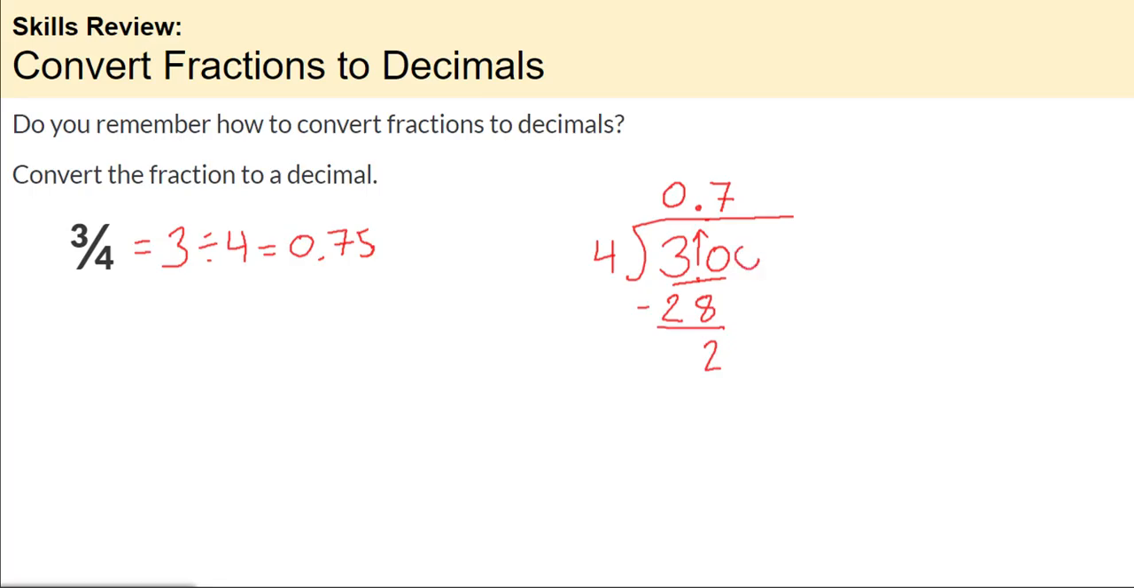So let's add another 0. It doesn't change the value. How many times can 4 go into 20 now? 4 goes into 20 five times, and that's a perfect 20 with no remainder. And look, we got 0.75, which was what we were supposed to get. We're going to use that in some of our problems when we get to fractions. So I'll see you in the next video.